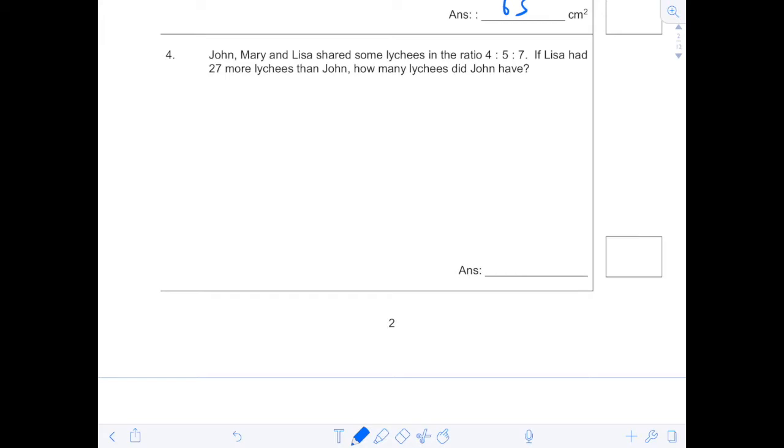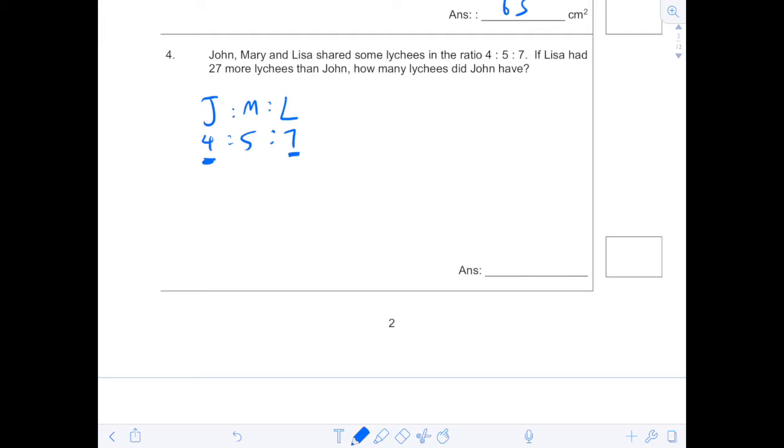Question 4. John, Mary, and Lisa shared some lychees in a ratio 4:5:7. If Lisa had 27 more lychees than John, how many lychees did John have? So we have John is to Mary is to Lisa, and this is 4:5:7. If Lisa had 27 more lychees than John, so now we're looking for Lisa's and we're looking for John's.